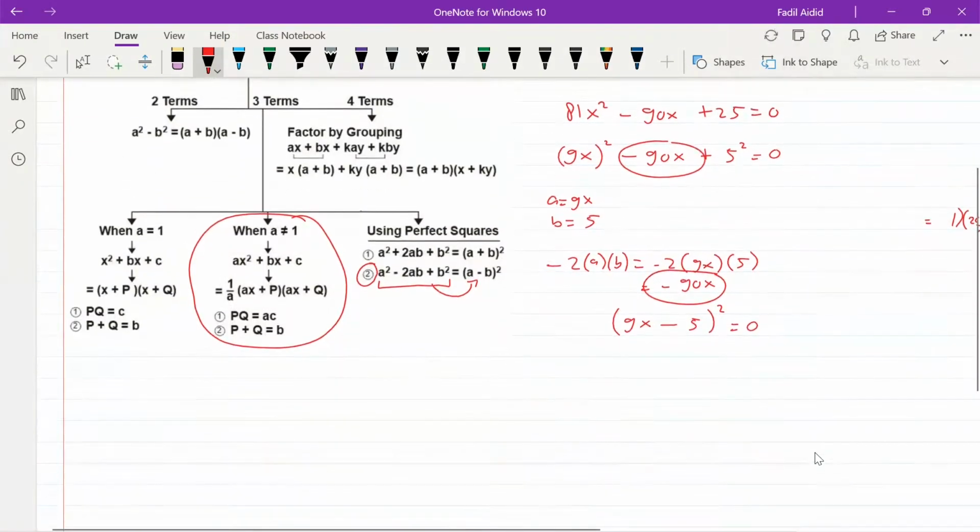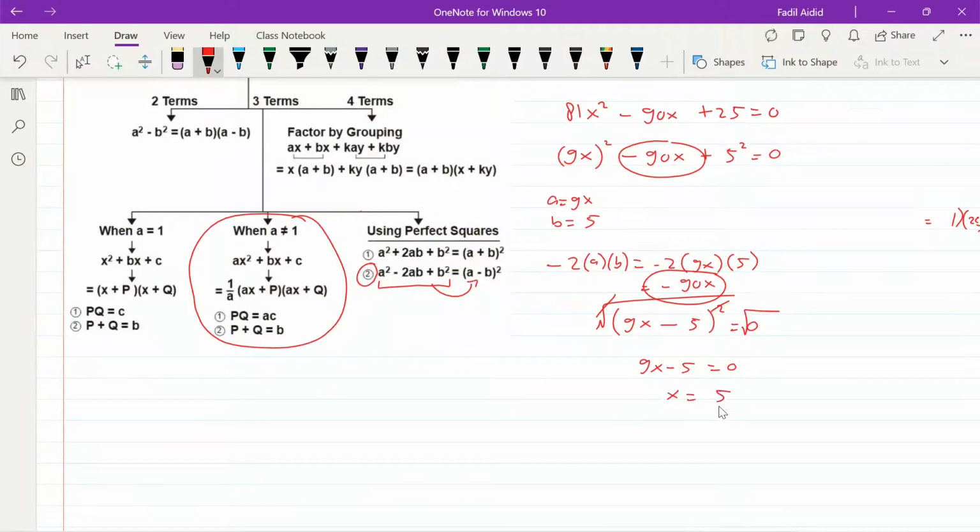Now once you have this, you don't bother with the square. Well, actually, you take the square root of both sides. So the square root cancels with the square. Square root of 0 is 0, so still 0 on the right side. And then you solve for x. So x equals 5 over 9.